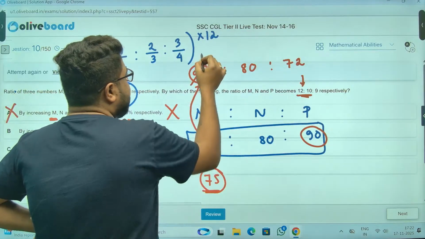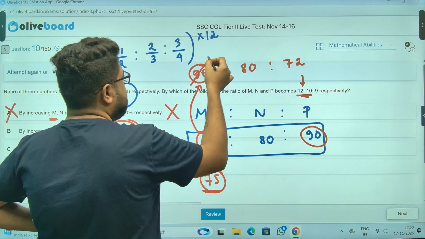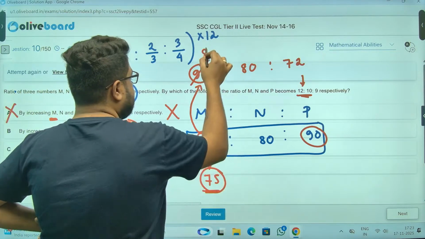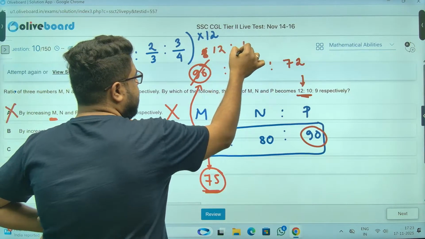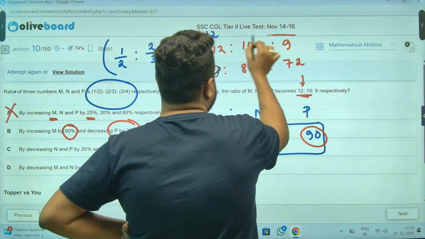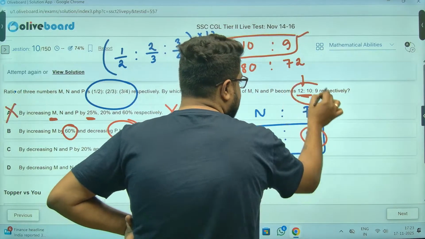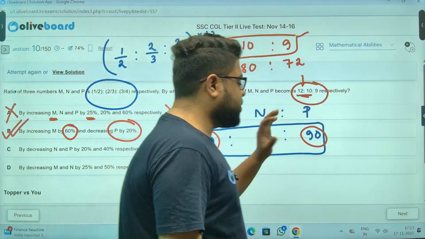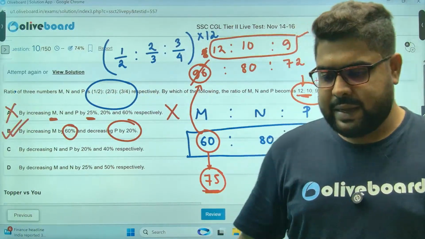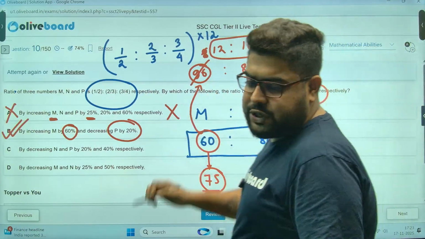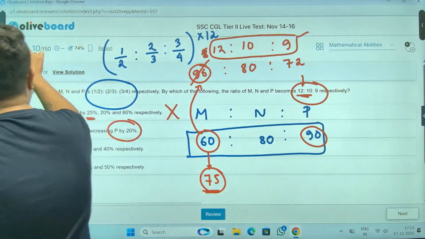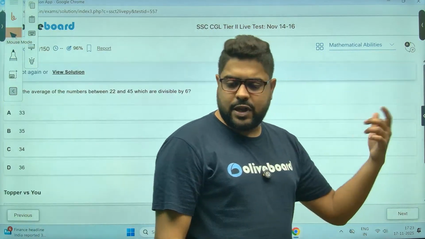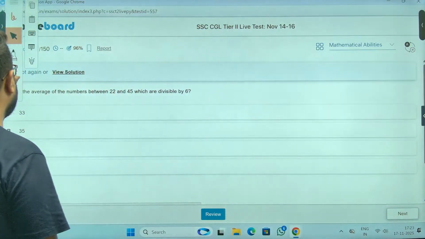So this is 12 and 8. Sorry. Sir, 8 12s are this, na? So 8 12s are this, 8 10s are this, 8 9s are this. You see, 12 ratio 10 ratio 9. That is my answer then. Option B is making this ratio 60 ratio 80 ratio 90, it is converting that into 12 ratio 10 ratio 9. So definitely my correct answer is option B. Again, a little play with the options gave us our answer.